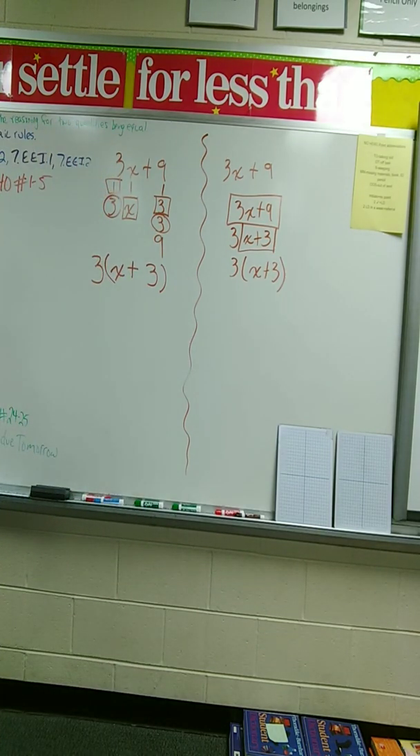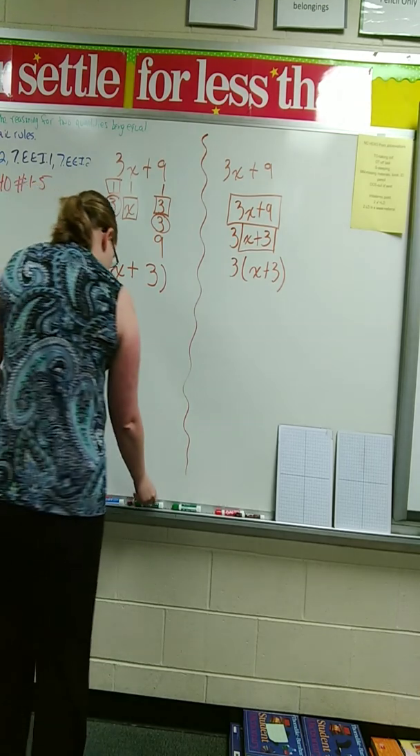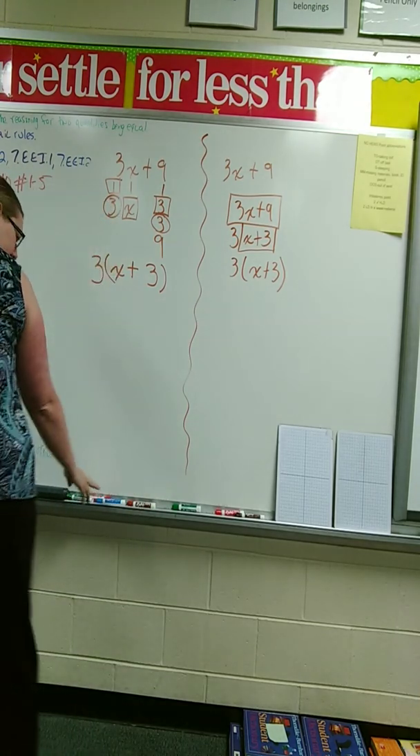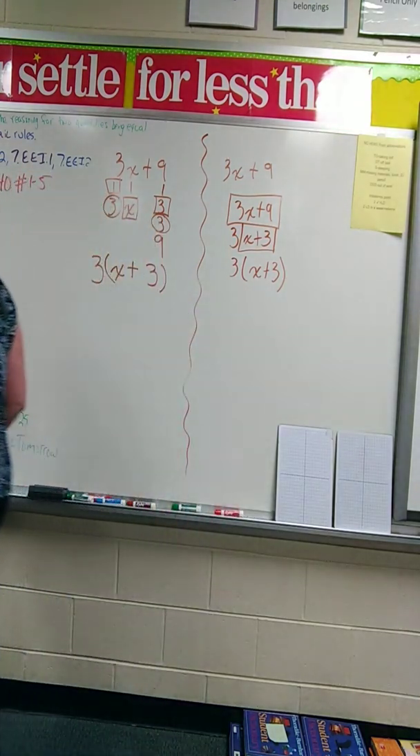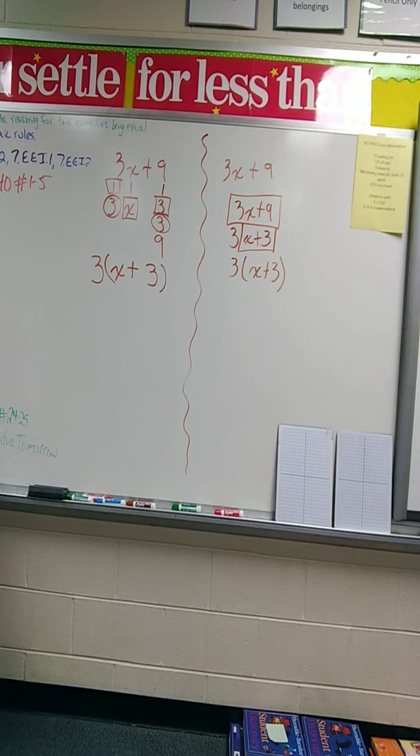Okay, let's look at another example. I'm looking at page 318, and we're given that the garden at the right has a total area of 15x plus 18 square feet. Find the possible dimensions of the garden. So, therefore, we have to factor 15x plus 18.